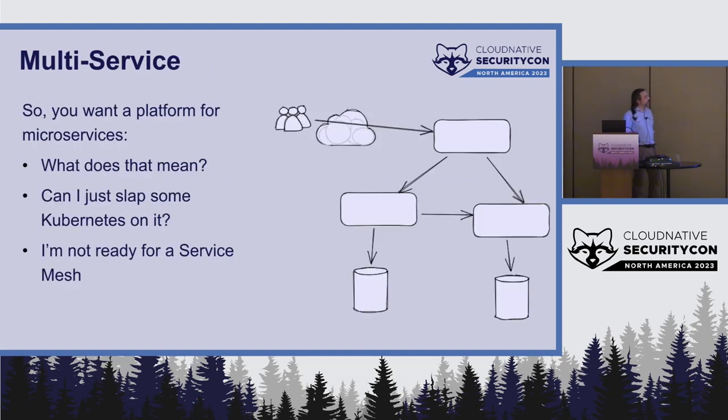So, hey, look, I've built multiple microservices wired together. This is awesome. It's a nice simple architecture diagram. I've got a front-end service, I've got a couple back-end services. They each have their databases. They're nicely factored. They talk to each other through APIs. And I'm not ready for a service mesh yet. Can I just slap some Kubernetes on it, make it work?